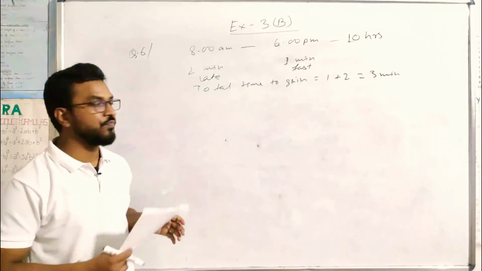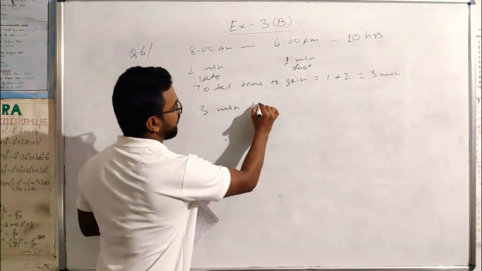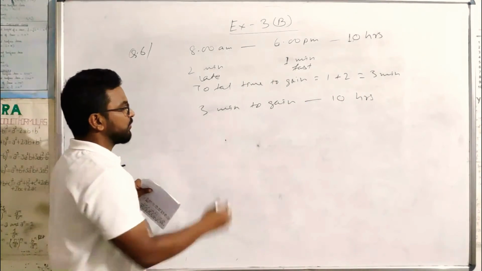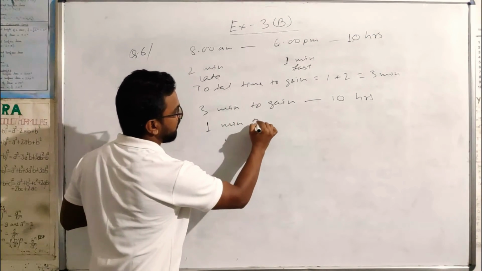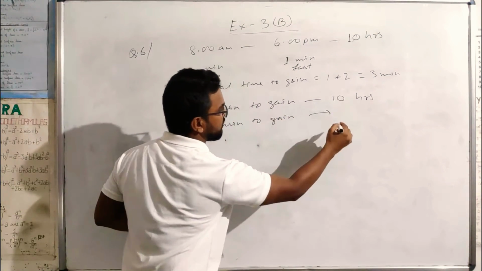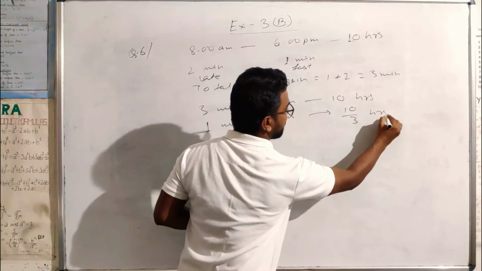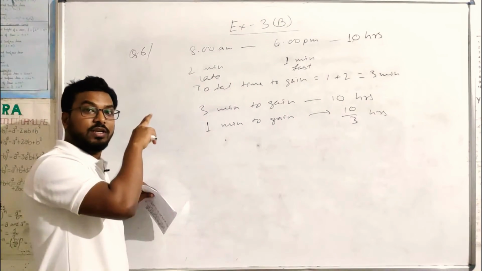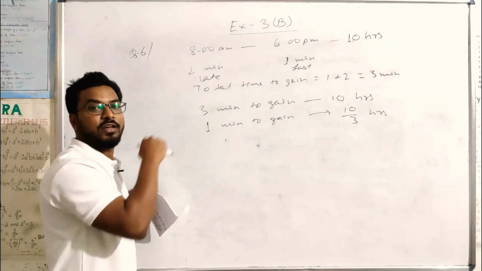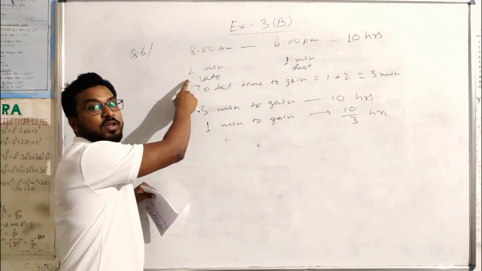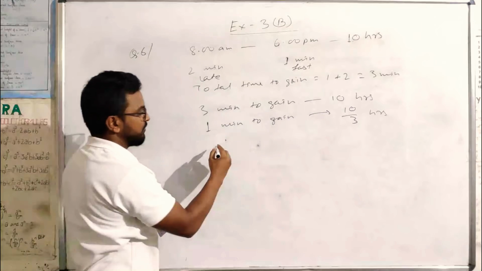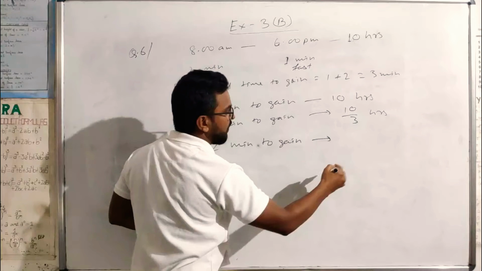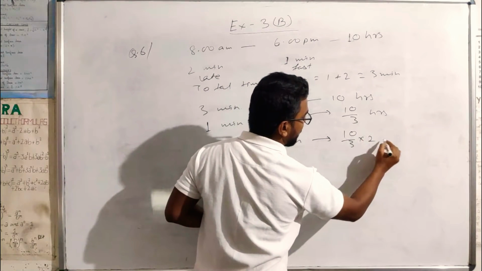Okay, now what will we do? It gains 3 minutes in how many hours? 10 hours. Okay, so to gain 1 minute it will take how many hours? 10 by 3 hours. Okay, so it is late by 2 minutes, right? So that 2 minutes late, it has to gain and reach the right time. So to gain 2 minutes, how many hours? 10 by 3 into 2 hours.